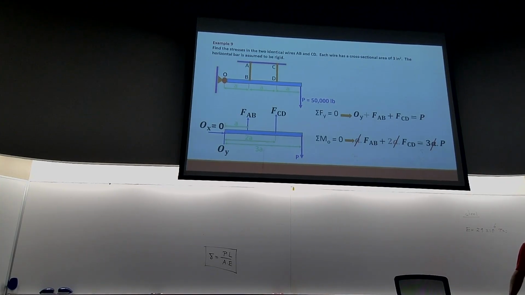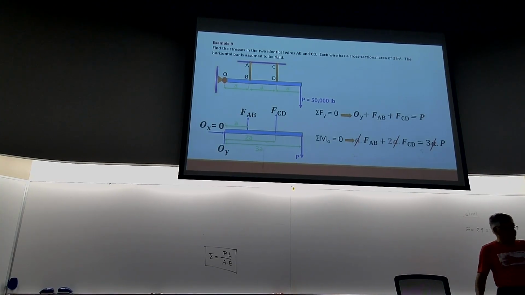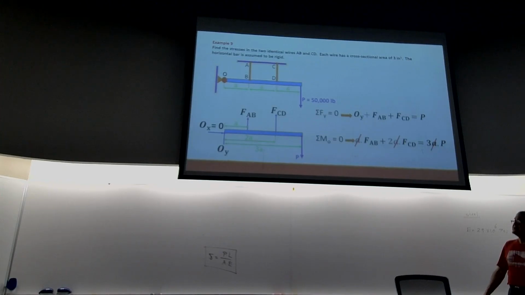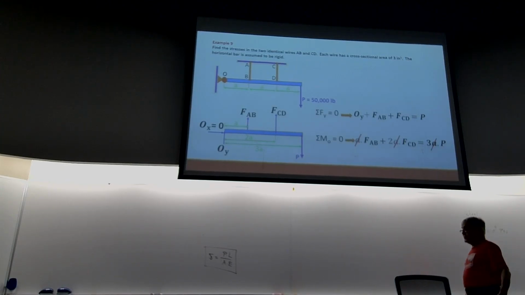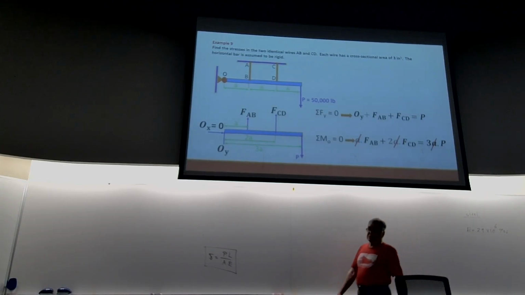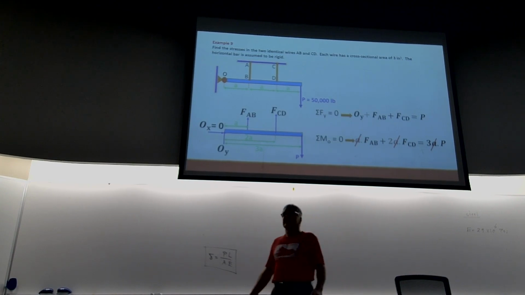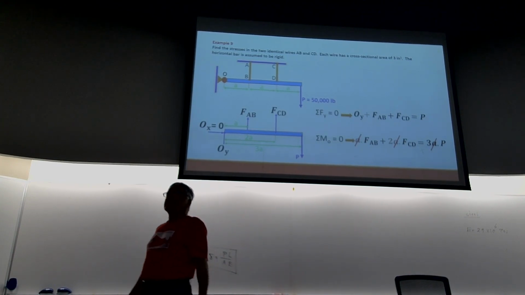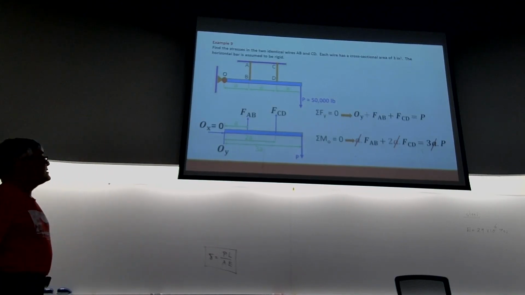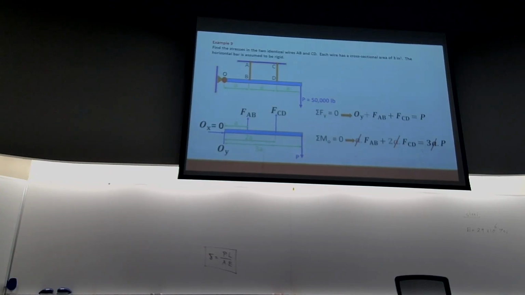And this is the last problem for today. We have a member shown in blue, which is assumed to be rigid. Maybe you know what that means. There are two wires, A, B, and C, D, shown in brown. They are identical, same length, same material, same cross-sectional area. And the distances are shown here.